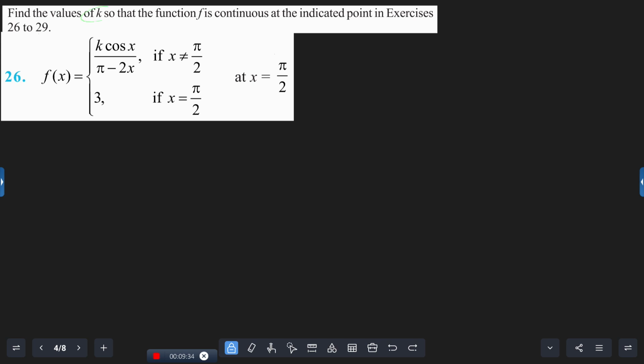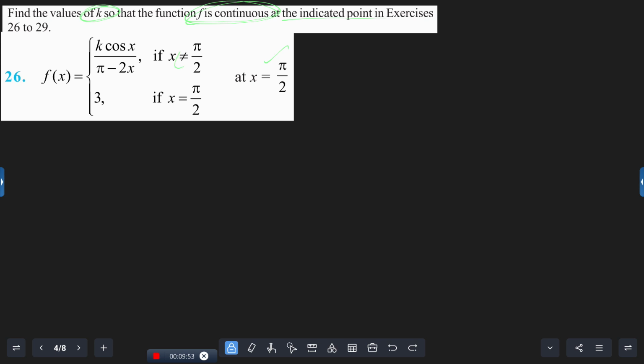And this is one more question. Find the value of k. They are asking to find the value of k. The function f is continuous at the indicated point. It means, what is the point indicated on the right side? At that point the function will be continuous. Then find the value of k. Continuous now, what all will be satisfied?